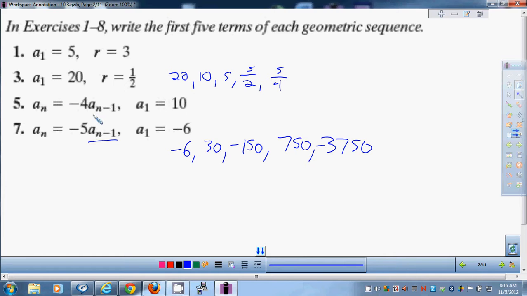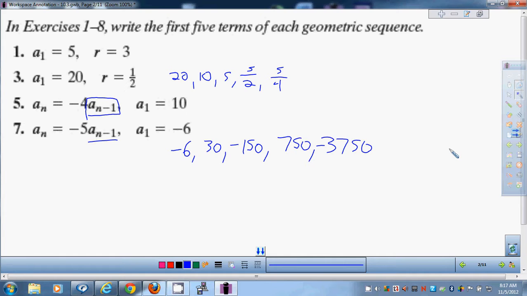Remember, these recursion formulas, you're not actually subtracting 1 from anything. That just means if this is your current term, what was the previous term? So remember that. Questions on this slide?